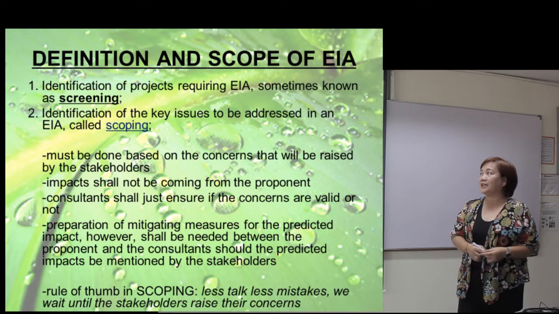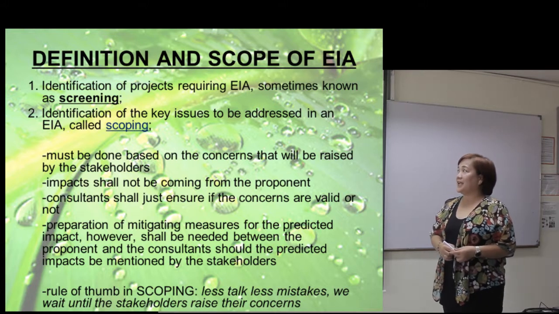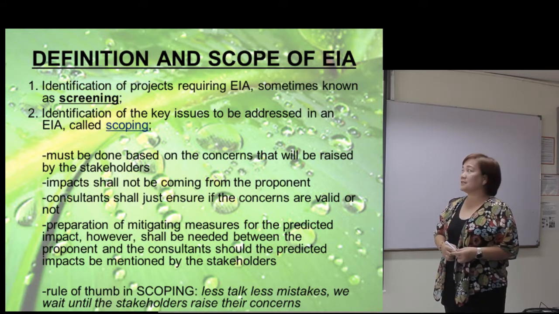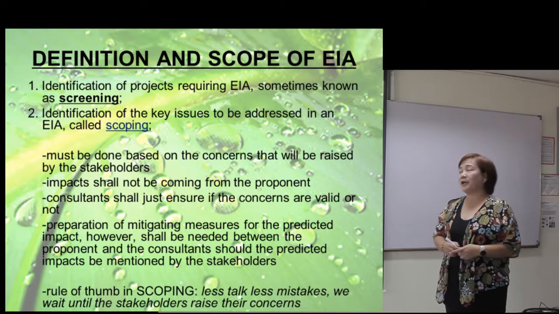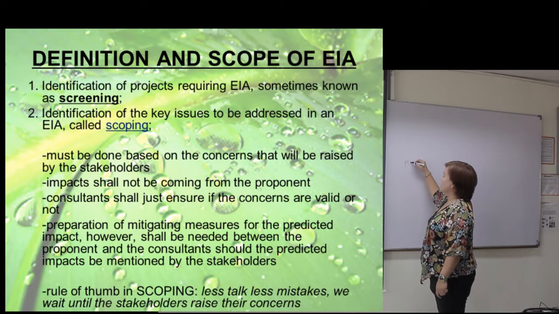Okay, after screening, another scope of EIA is scoping. So what is scoping? This is the process where you get data. Now what kind of data do you get? You get primary data and secondary data.